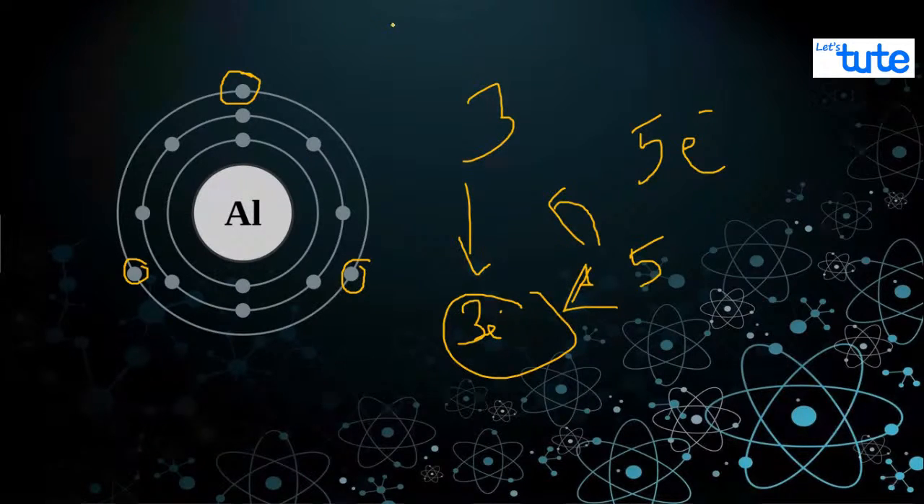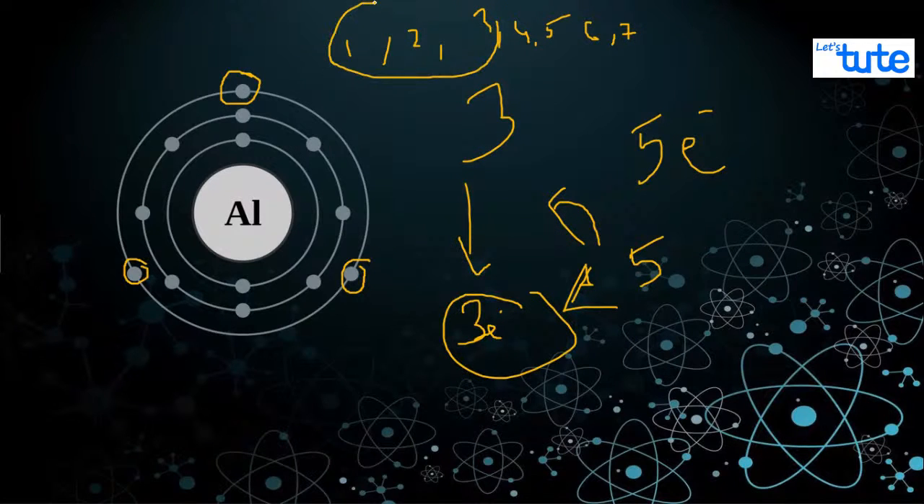The outermost shell can have 1, 2, 3, 4, 5, 6, 7, and 8 electrons. Let's not count 8, because if it has 8 electrons in the outermost shell, it's already stable. If an atom has 1, 2, or 3 electrons in its outermost shell, then it gives electrons. Just understand this. If it has 5, 6, or 7, then it takes electrons to become stable.